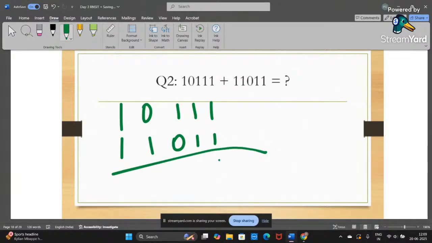So 1 plus 1, it is 10. We're writing 0 here. 1 will be carried forward. 1 plus 1, it is 10. 10 plus 1, it is 11. 1, 1. 1 we are writing here. 1 will be carried forward. 1 plus 1, it is 10.